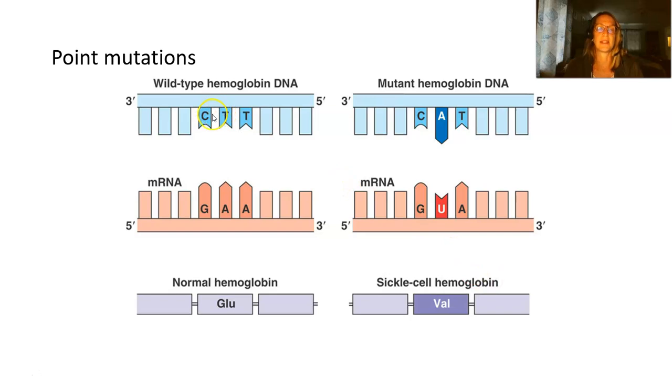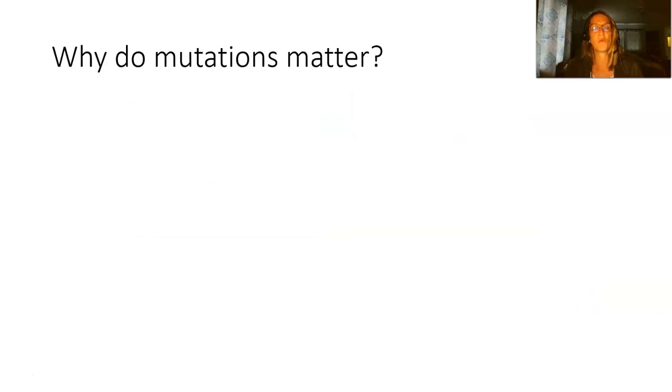And in this case, this is just a single tiny copying error, which has a really big effect on the phenotype of the individual. So why do mutations matter in terms of evolution?